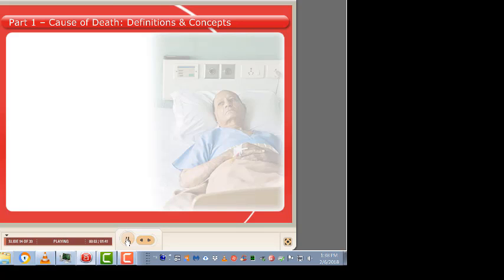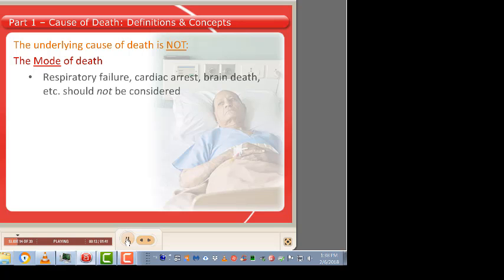To be clear, the underlying cause of death is not the terminal event that occurred just before death. This is the mode of death. Modes of death such as respiratory failure, cardiac arrest or brain death should not be considered as underlying causes.